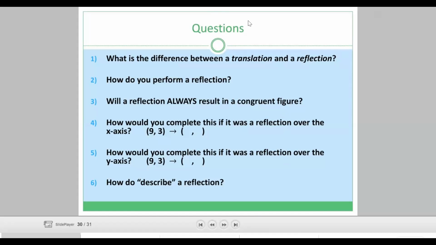Okay, how do you perform a reflection? First things first, you have to find your object. And from there, after you find your object, you have to find the mirror line. Right after you find your mirror line, you have to count the amount of spaces on each point on your object, how far it is away from the mirror line. When you get your point, you're reflecting it over the mirror line with the point you got.